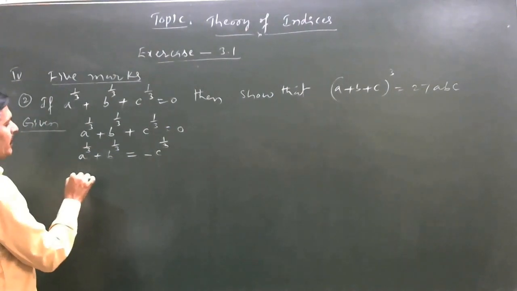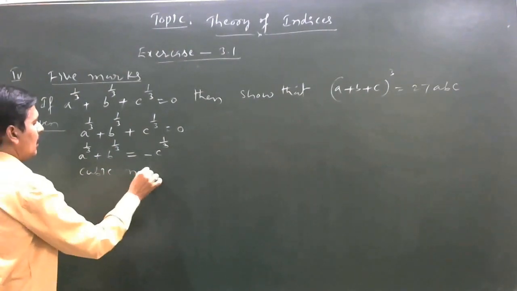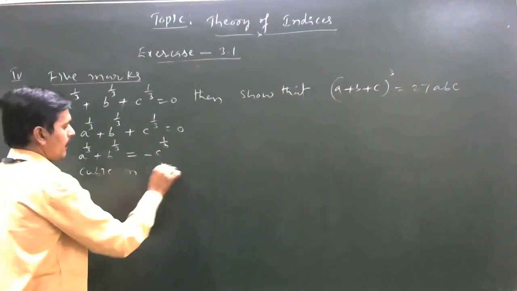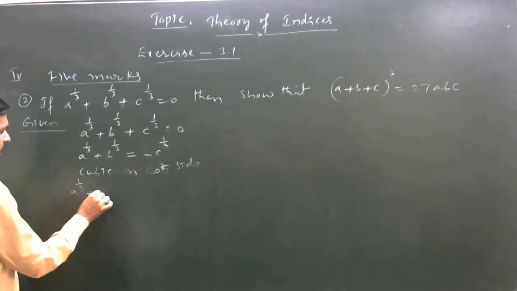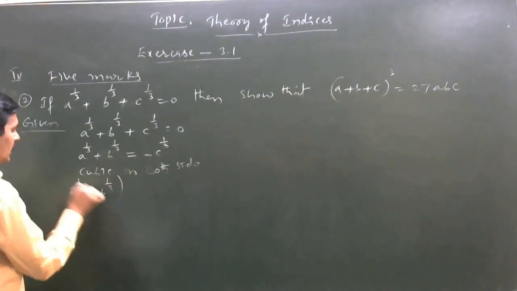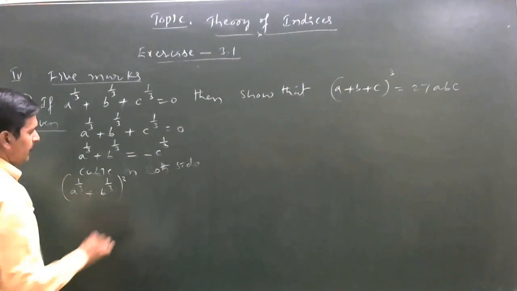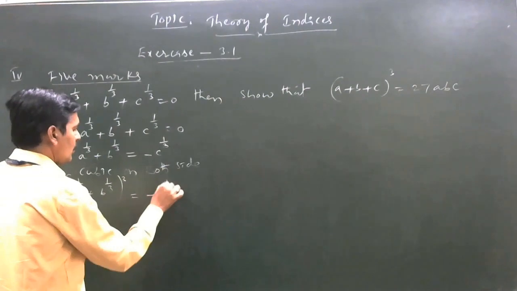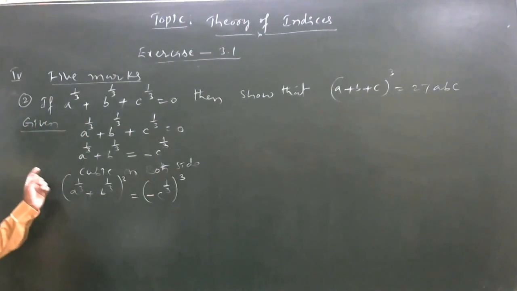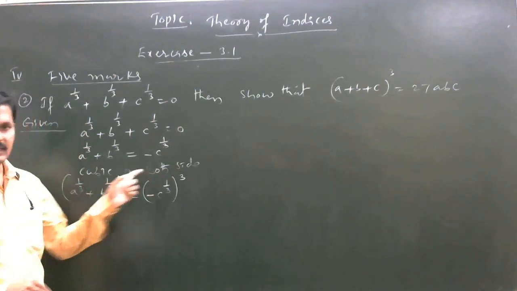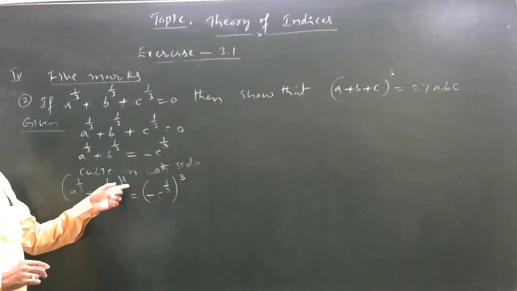Here cube on both sides. A power 1 by 3 plus b power 1 by 3 whole cube is equal to minus c power 1 by 3 whole cube. Cube on both sides means on both sides the power taken is 3. Here it is in the form of a plus b whole cube.